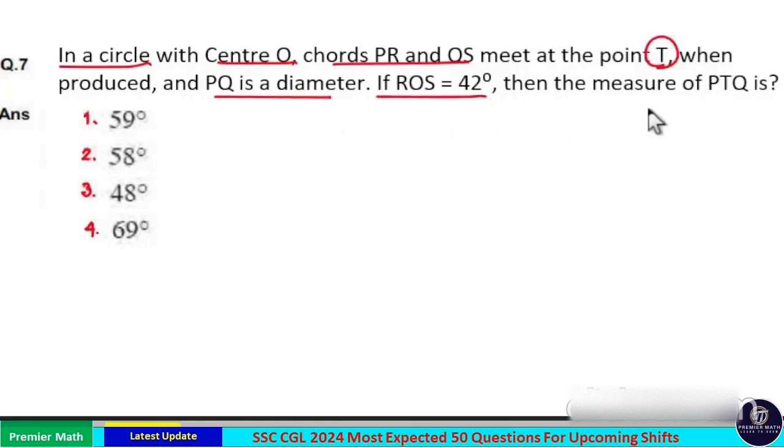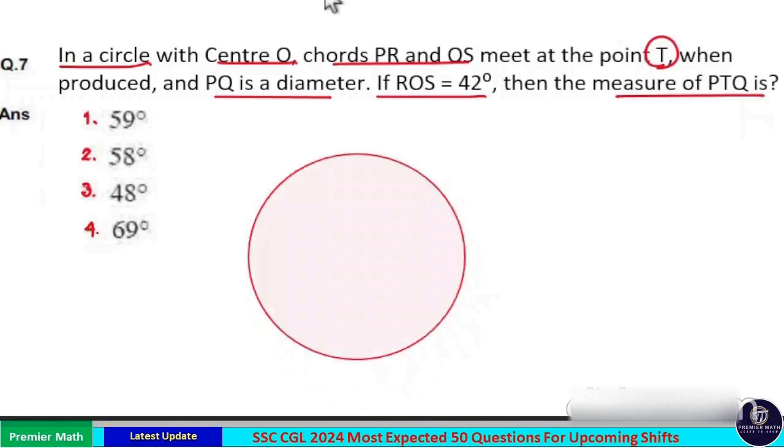In a circle with center O, chords PR and QS meet at the point T when produced and PQ is a diameter. If angle ROS is 42 degrees, then the measure of angle PTQ is? Here this is the circle with center O and here PQ is a diameter.